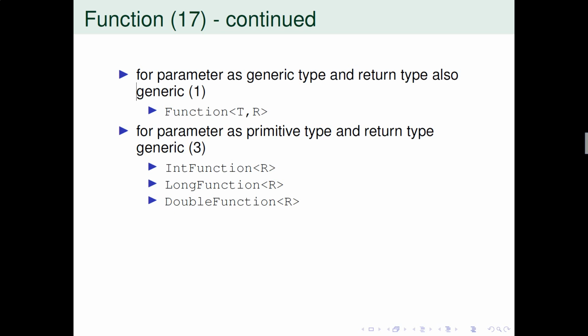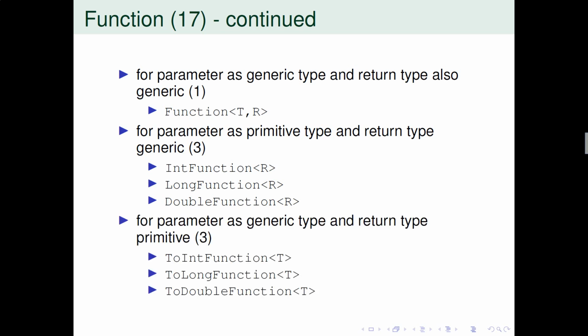Input is int, input is long, input is double. So the method in all of them is going to be apply. Whereas we have another one. When it says IntFunction, input is int. When it says ToIntFunction, input is a reference, but return is an int. Clear? Earlier the parameter was primitive and return was generic. Here the parameter is generic, but return is primitive.